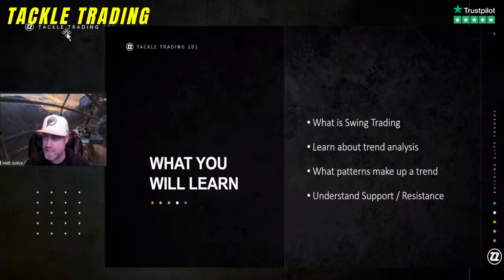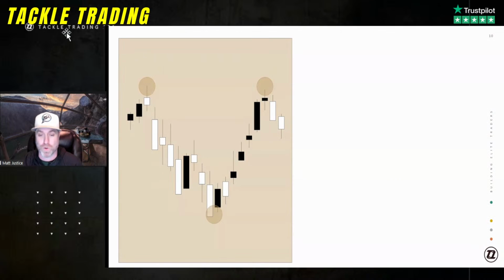You always want to buy at support. You always want to sell at resistance. If you ever come across somebody out there that's like, hey, come join us, we'll tell you where to buy and sell everything, well, okay, come join Tackle Trading. We'll teach you how to do that for yourself, because the only thing they're doing is identifying support and resistance. We'll teach you how to do that for yourself.